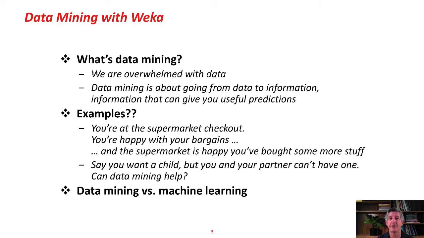So let me give you an example. You're at the supermarket checkout. The till records every item you've bought. And at the end, you hand over your loyalty card and they give you a couple of percent off, and you give them your name and address and indirectly access to all sorts of demographic information about you and people like you.